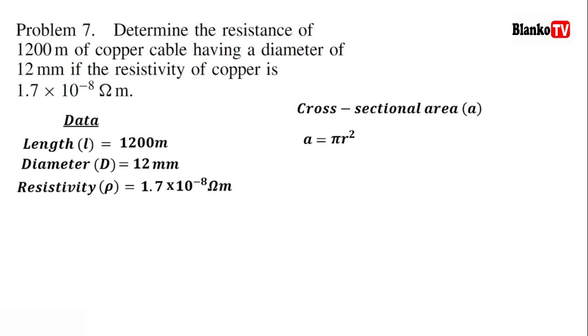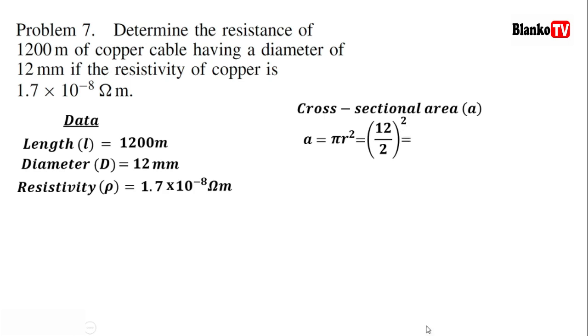So we have pi times (12 divided by 2) squared. That is, 12 divided by 2 is the radius, and we square it, pi r squared. So 12 divided by 2 is now our radius squared. I hope you're following it.